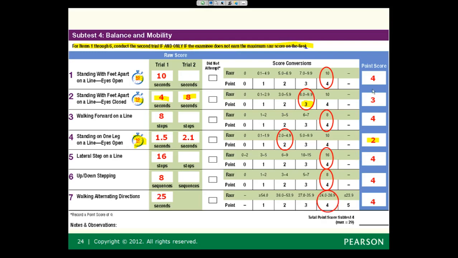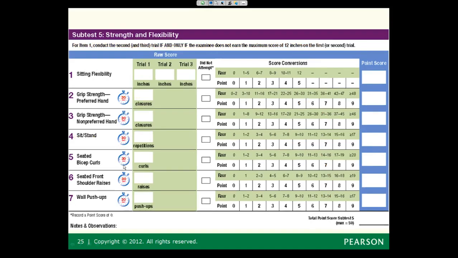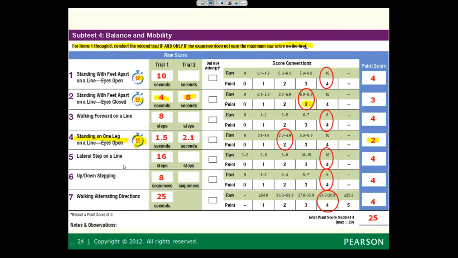So this is a test where I'm starting to see some variability of skill. When I start to think about this, I'm thinking that particularly standing on one leg is difficult for Mary. So keep that in mind as we go along and start to look at the scores. That's 25 out of 29 points. So even though the overall subtest she did pretty well, 25 out of 29, the standing on one leg is going to be difficult for her.